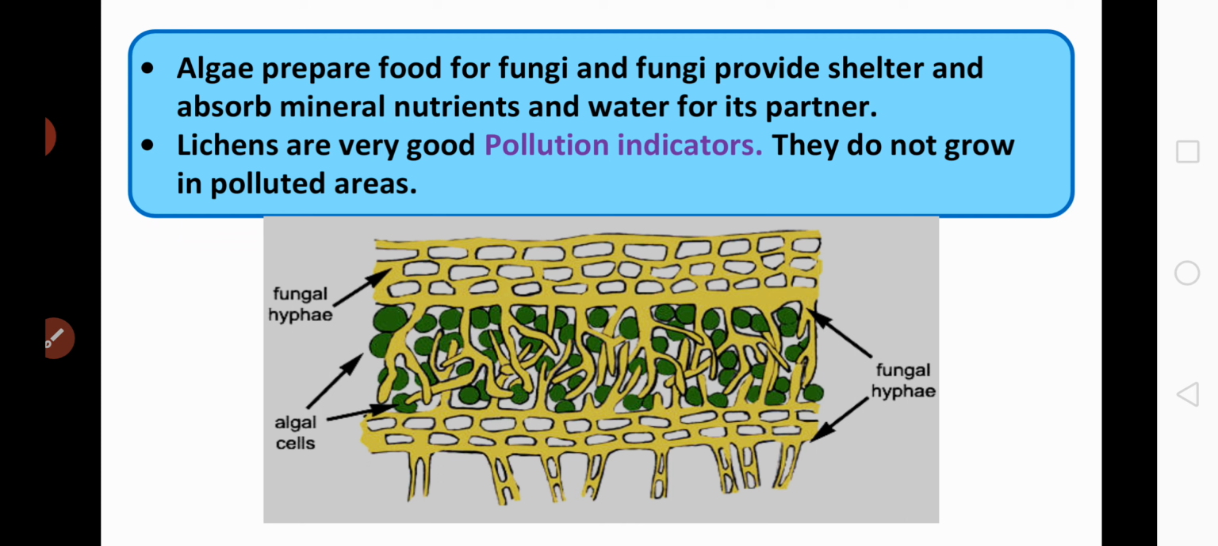And these lichens are very good pollution indicators, meaning they do not grow in polluted areas. Because of this character, the lichens are referred to as pollution indicators. They do not grow in the polluted areas. Understood? So these are about the explanation of viruses, viroids and lichens, and that completes the chapter biological classification.